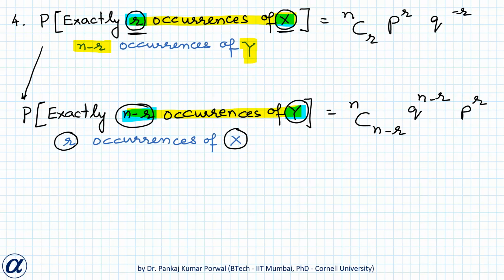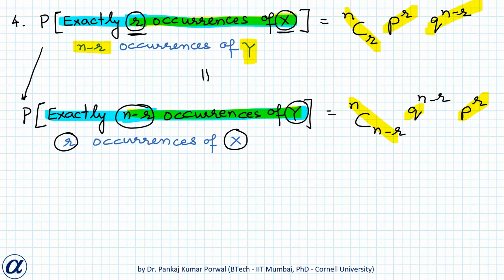And here, as we are claiming that exactly r occurrences of x is equivalent to exactly n minus r occurrences of y, these two probabilities should be equal, and that is the case because from the binomial theorem we know that nCr is equal to nC(n minus r), and the remaining terms, p to the power r and q to the power n minus r, are the same in both expressions. So these two probabilities are equal because nCr is equal to nC(n minus r).